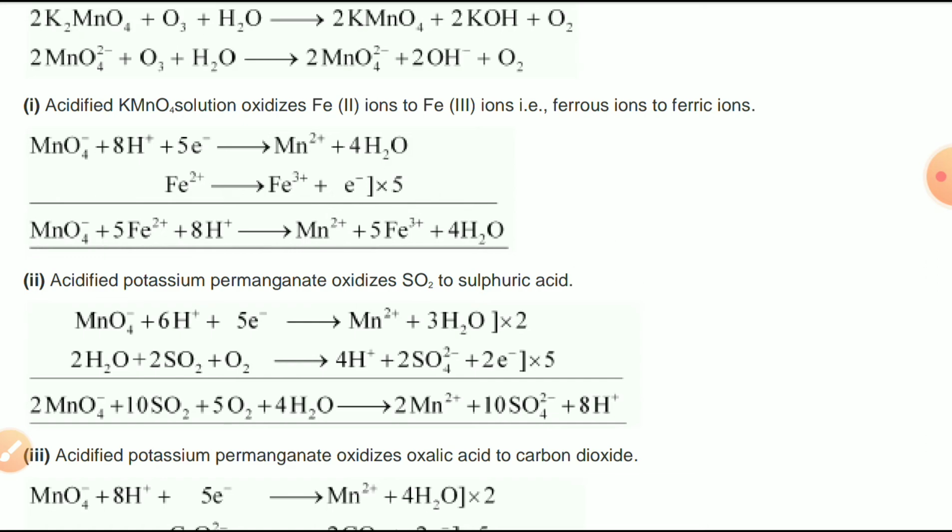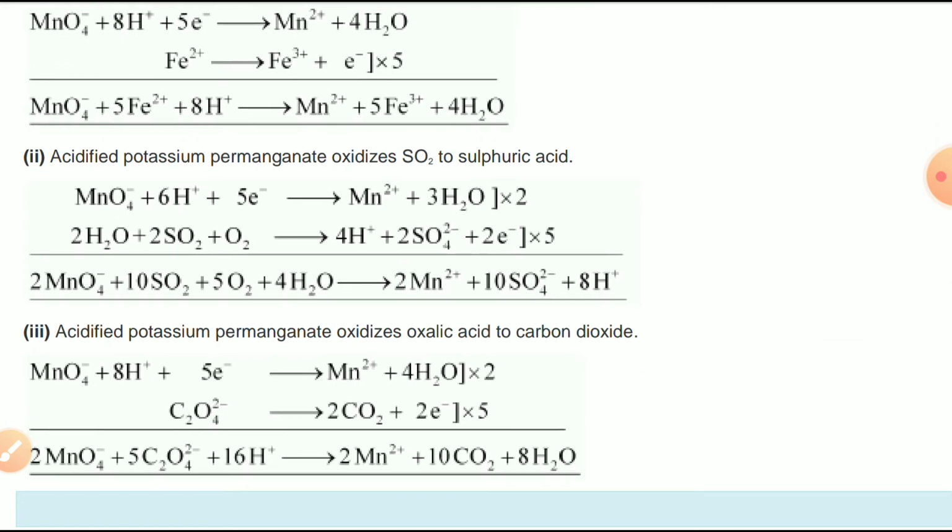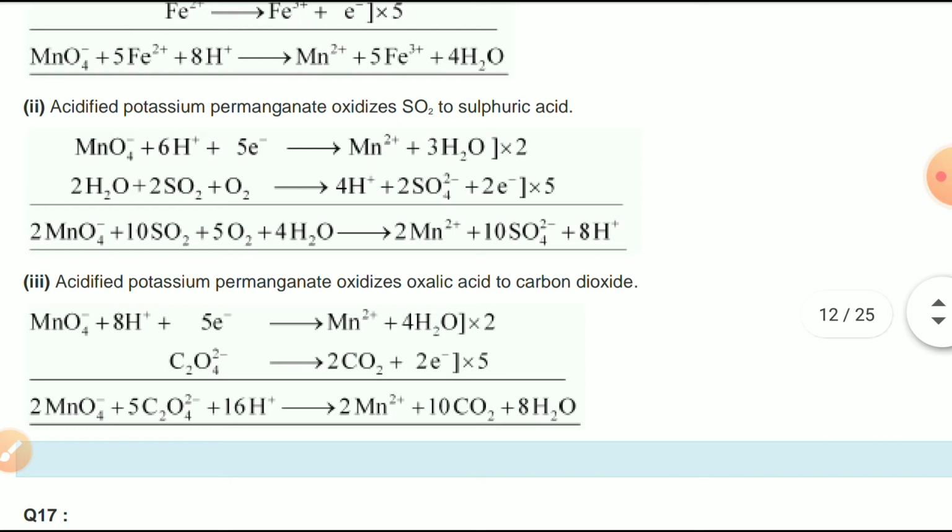The 5 electrons from the right hand side and 5 electrons from the left hand side are cancelled together, and it is going to form MnO4 minus plus 5 Fe2 positive plus 8H positive is giving Mn2 positive plus 5 Fe3 positive plus 4H2O. Acidified potassium permanganate oxidizes SO2 to sulfuric acid.